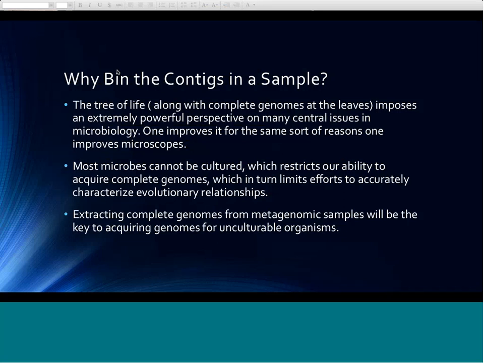Now, most microbes cannot be cultured, which restricts our ability to acquire complete genomes, which in turn limits efforts to accurately characterize evolutionary relationships. So we're trying to address this issue by extracting new reference genomes directly from the samples. And we believe that extracting complete genomes from metagenomic samples will be the key to acquiring genomes for the unculturable organisms.